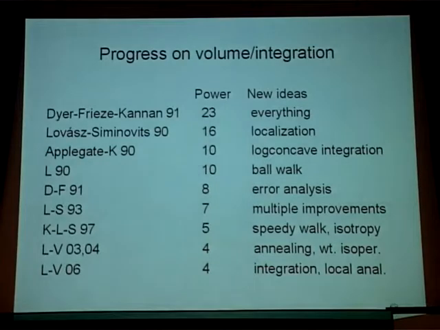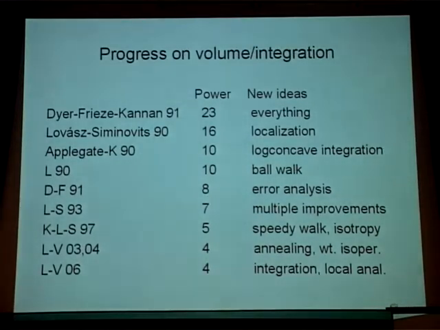Dyer, Frieze, and Kannan, and this second column is a quantitative illustration of progress, one view of progress, the exponent of the volume algorithm. So it started at 23, and then everything was new at that point. 16, localization, that's a technique for proving these isoperimetric inequalities. 10, where they extended to integration. 10, the ball walk was introduced.